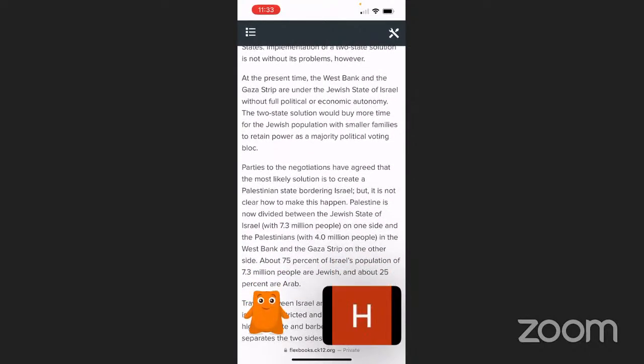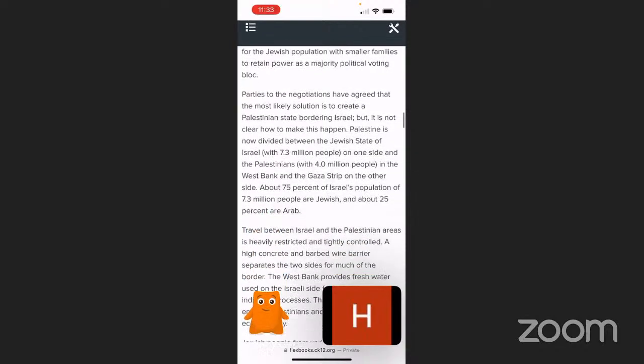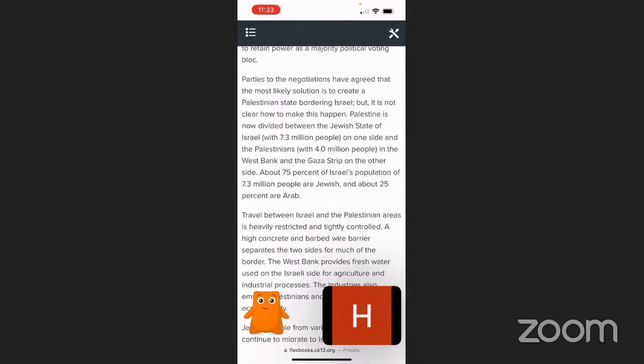However, at the present time, the West Bank and the Gaza Strip are under the Jewish state of Israel without full political or economic autonomy. The two-state solution would buy more time for the Jewish population, with smaller families, to retain power as a majority political voting bloc. Parties to the negotiation have agreed that the most likely solution is to create a Palestinian state bordering Israel, but it is not clear how to make this happen.